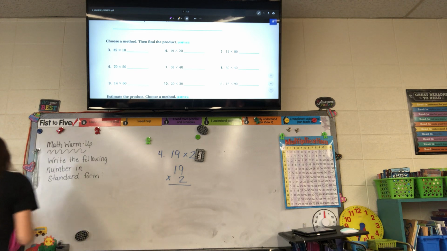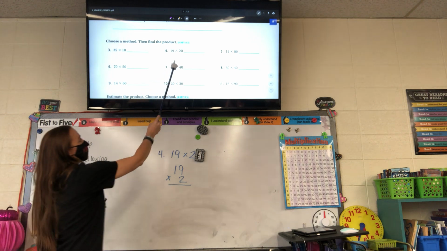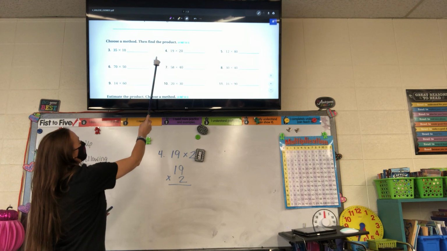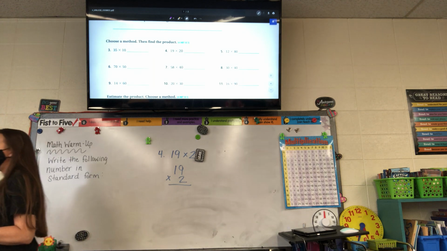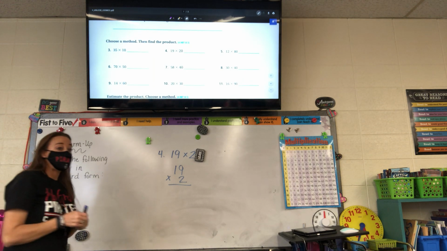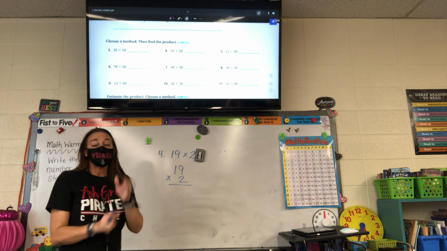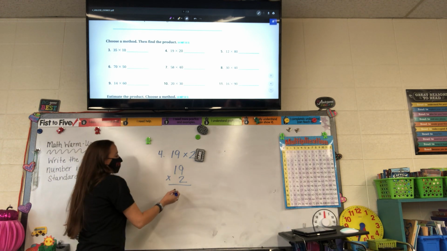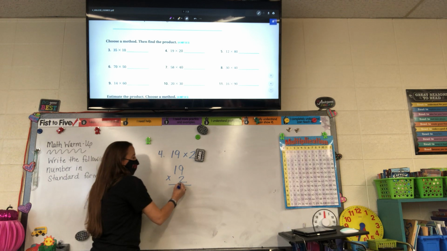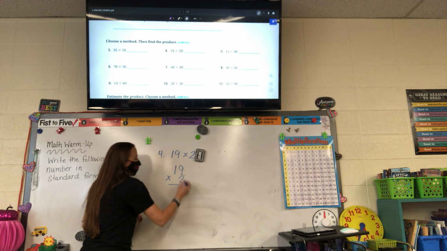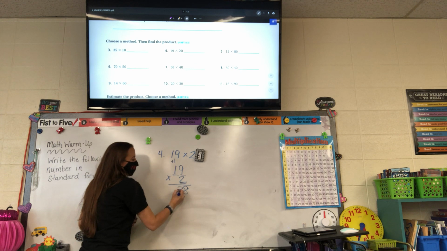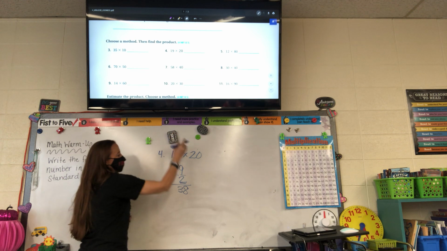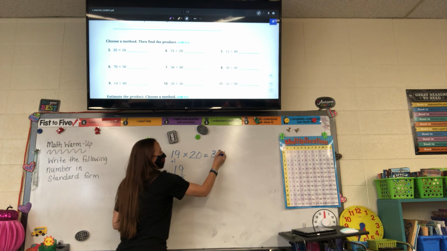Now you guys, you don't have a lot of space here, so you could do it over here if you wanted, or you can do this part on your marker board. If you do it on your marker board, you're going to have to be very careful to make sure that you don't get confused going back and forth. 19 times 2, what's 2 times 9? 18. 2 times 1 plus 1 more? 3. So 19 times 2 is 38. Now what do we have to do? Bring over the 0.